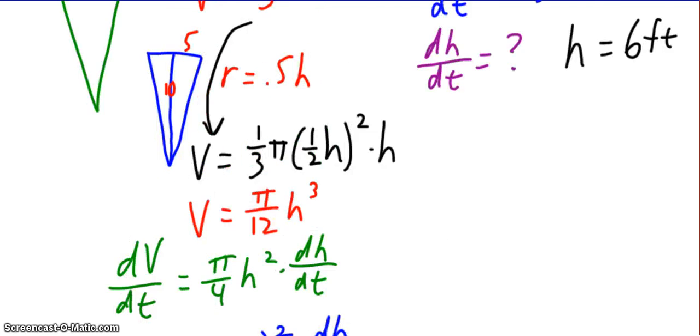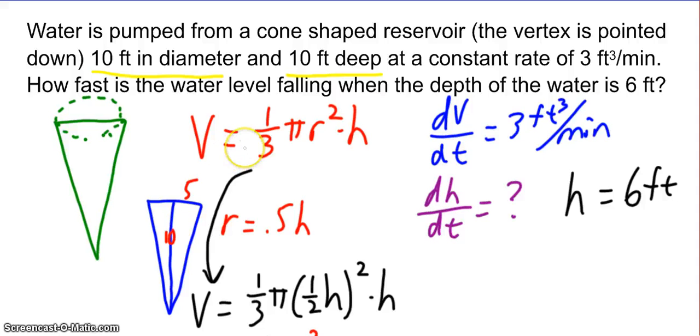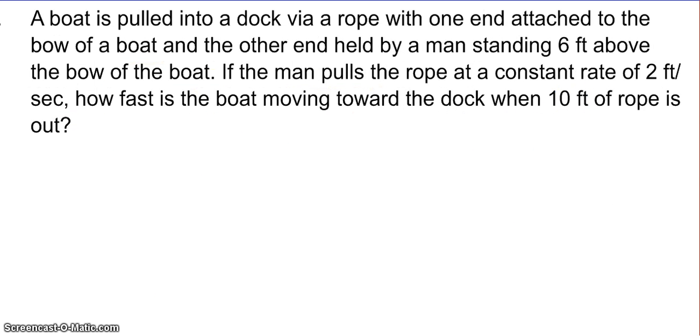Now again, the trick here is if you have more than two variables and you only know the rate of one of them, you can't find the rate of the other without knowing two of them. So you need to find some relationship between two of the variables, so you can rewrite the equation in terms of just two variables instead of three. Alright, next one.